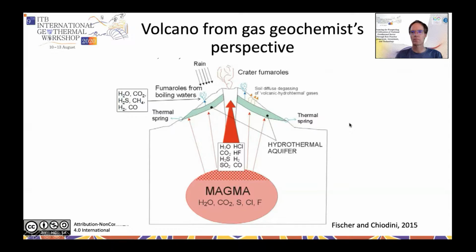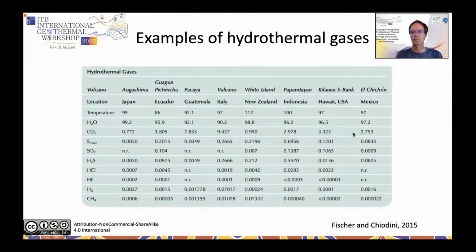And when we try to understand the processes that are occurring, we can focus on a few of these gas species. So hydrothermal gases are low temperature gases. And here's an example table of hydrothermal gases. You see that the temperatures are all below boiling, essentially. Here, for example, is Papandayan in Indonesia. And we see that these gases are dominated by water, CO2, and in terms of sulfur species, by H2S. There's very little chlorine, there's essentially no fluorine, and there's some hydrogen, some methane.